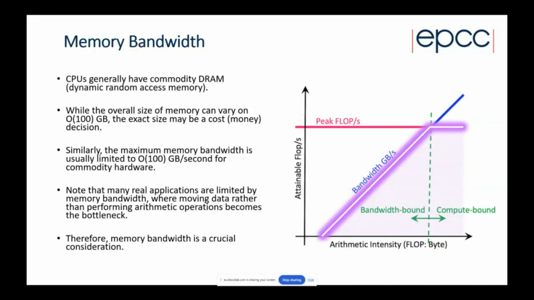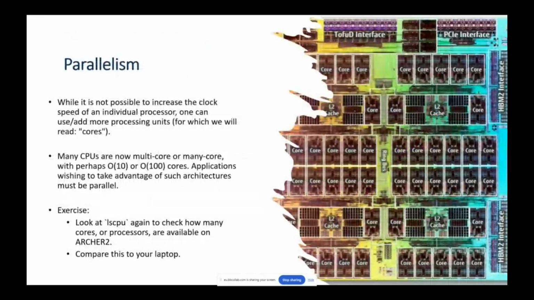Okay. Therefore, memory bandwidth is crucial. It's a crucial consideration for trying to increase performance. This is something GPUs try to address directly in their design. We'll come on to have a look at hardware in a moment. Okay, so then also we talked a bit about parallelism.